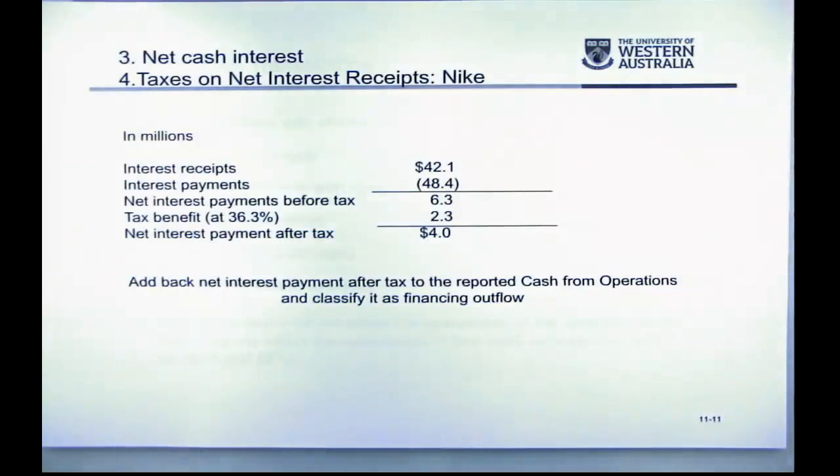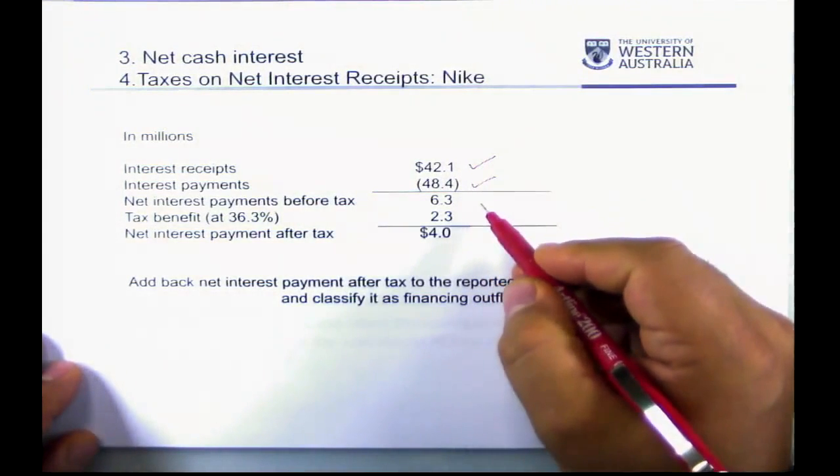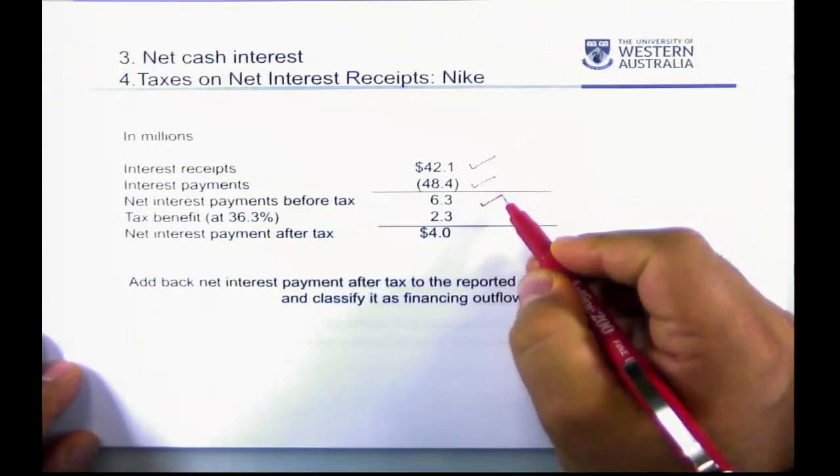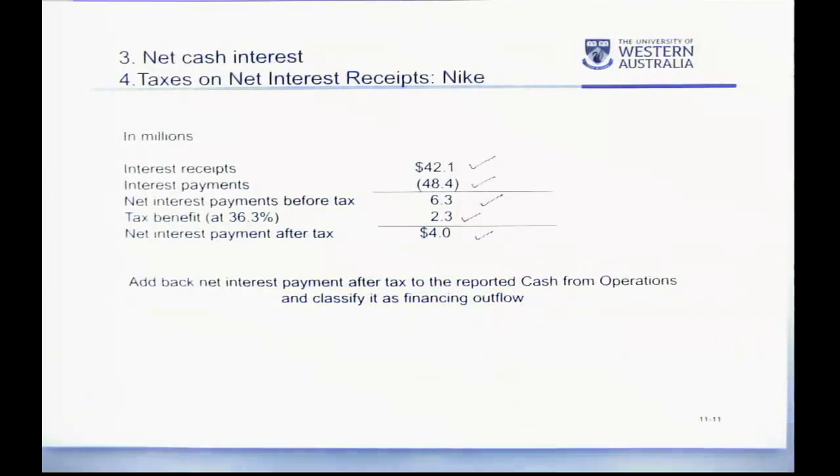We need also to handle the net cash interest or net interest paid or received along with the tax treatment. Remember that we need to calculate the after-tax net interest paid or received. We add back the net interest paid, we subtract the net interest received. You remember why? So this is the interest received, and this is the interest paid. So we have net interest paid. And this is the tax benefit. This minus this gives us the after-tax net interest paid.